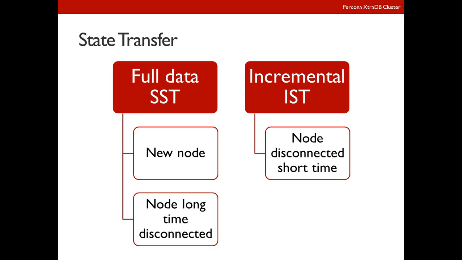It happens when a totally new node joins the cluster, or a node was in the cluster, but then for some reason it was disconnected for a long period of time. And the second is incremental state transfer. This happens when a node was disconnected for a short period of time.